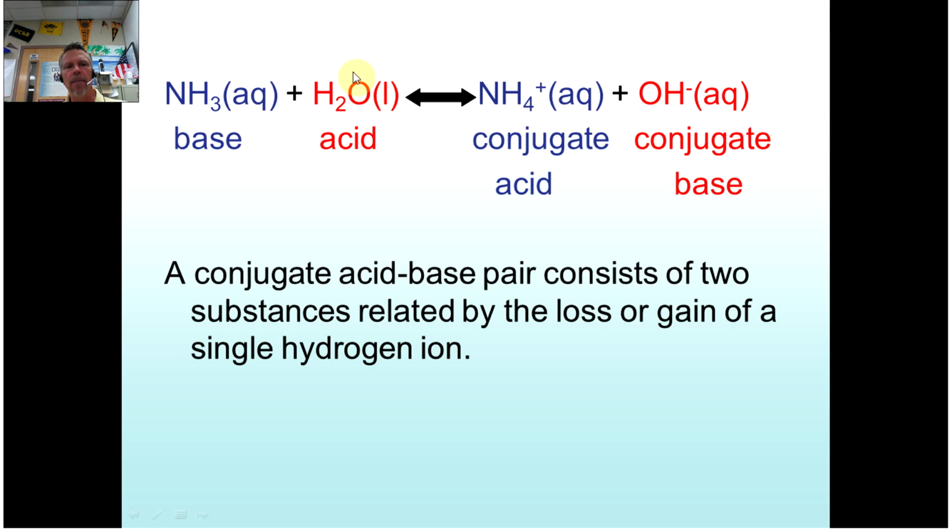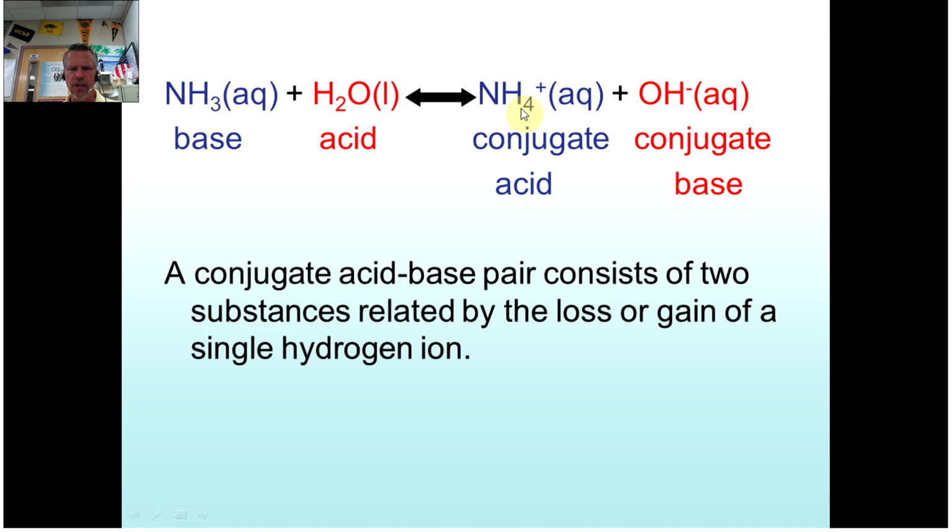Similarly, the thing that is an acid here on the left side donates a proton and becomes the conjugate base on the other side. So that brings us to our definition. A conjugate acid-base pair: two substances, ammonia and water in this case, related by the loss or gain of a single hydrogen ion. So what you really need to see here is that water is losing a hydrogen ion to become OH minus, and ammonia is picking up that hydrogen ion to become NH4 plus.